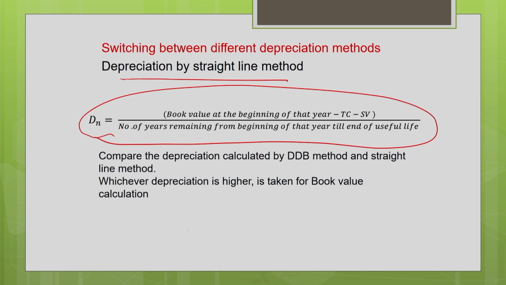So now you compare the depreciation calculated by the DDB method. Every time you have to compare the depreciation calculated by the DDB method and the straight line method. Whichever gives you higher depreciation, that depreciation will be used for book value estimation. So this guideline you have to keep in mind, okay. Every time you calculate the depreciation by both the methods, whichever depreciation is higher, use that depreciation for the estimation of the book value. That year you are going to switch over from this method to the next method.